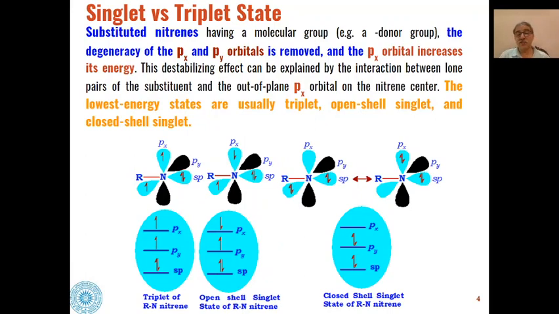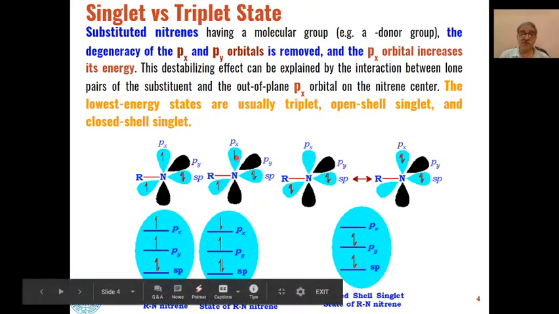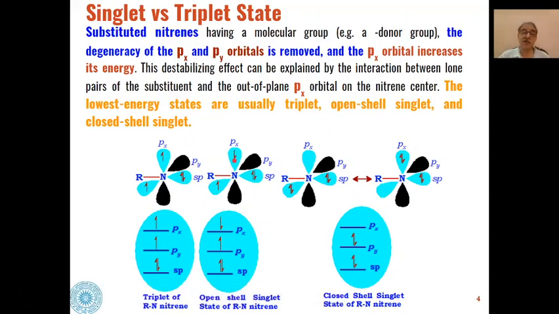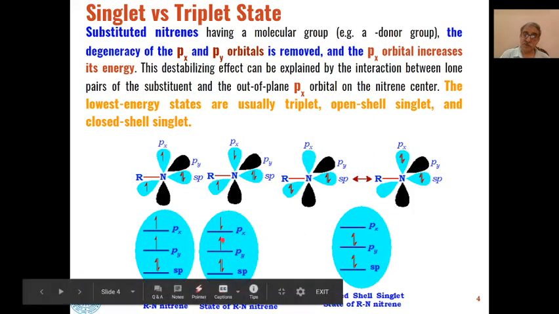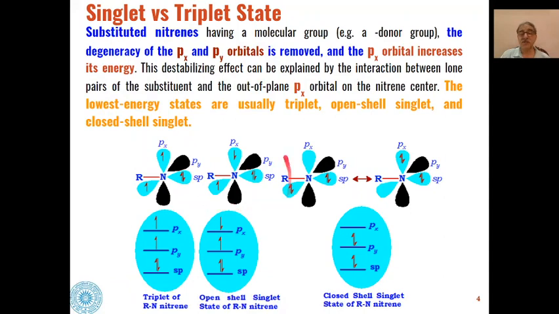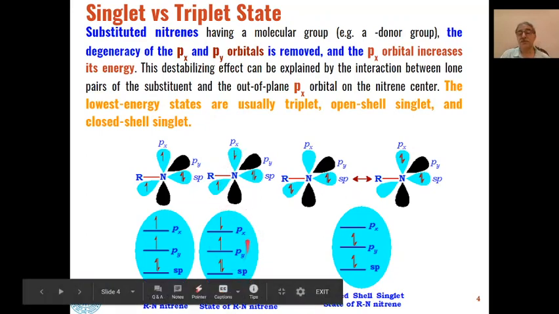singlet open shell state is that where the spins of these two electrons present in the px and py orbitals are opposite to each other. So one has spin in the upward direction and the other has it in the downward direction. So this is the difference between this triplet state and this open shell singlet state. In actuality their spins will cancel each other, so this is a kind of singlet state only, because this will not show paramagnetism.